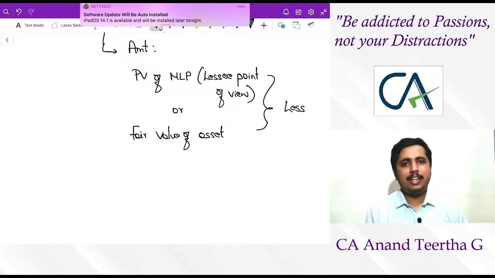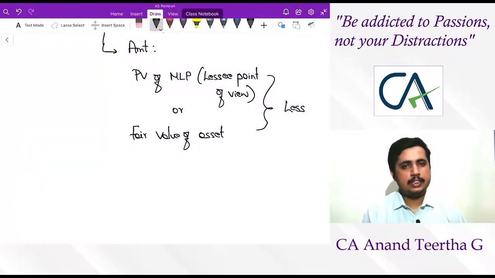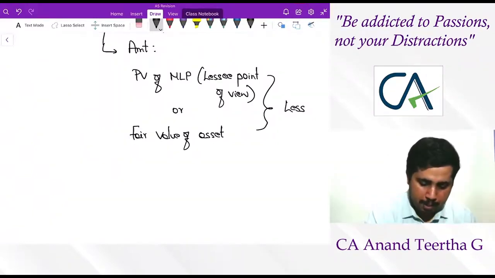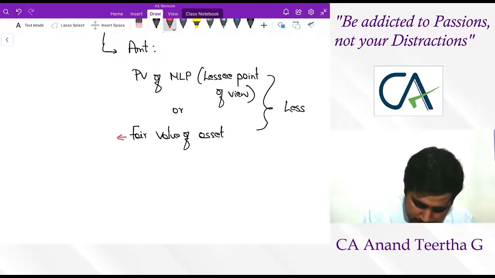Okay, so basically what does it tell us? It just tells us that you have to record your asset in the books of lessee. Okay, great. At what value should I record? I should record it at present value of minimum lease payment from the lessee point of view, or fair value of the asset, whichever is less. Point to be remembered, this is normally given in the question.